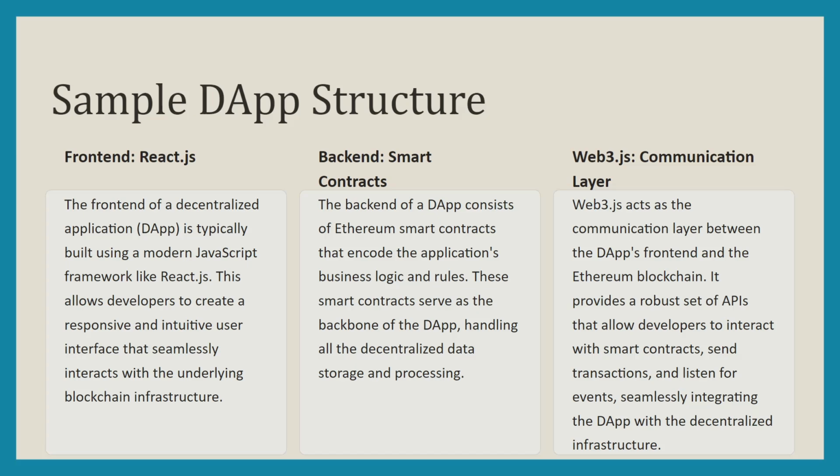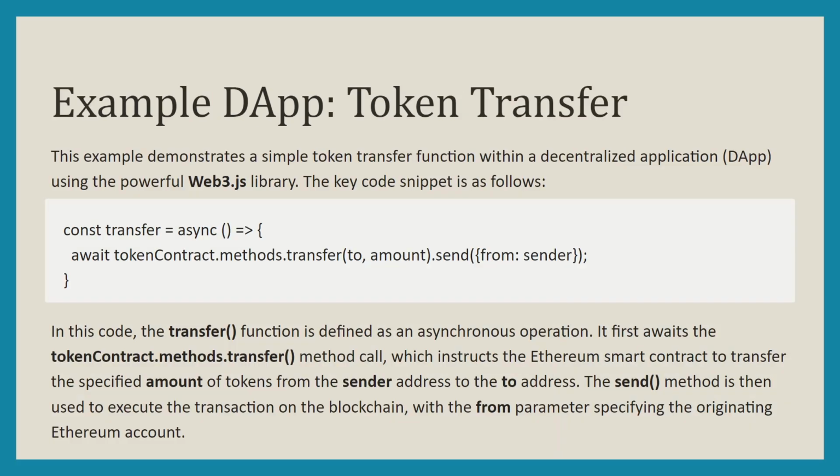Next, Web3.js is just the communication layer. So this acts as the communication layer between the dApp's front end and the Ethereum blockchain. It provides a robust set of APIs that allows developers to interact with smart contracts and transactions and listen for events, seamlessly integrating the dApp with the decentralized infrastructure.